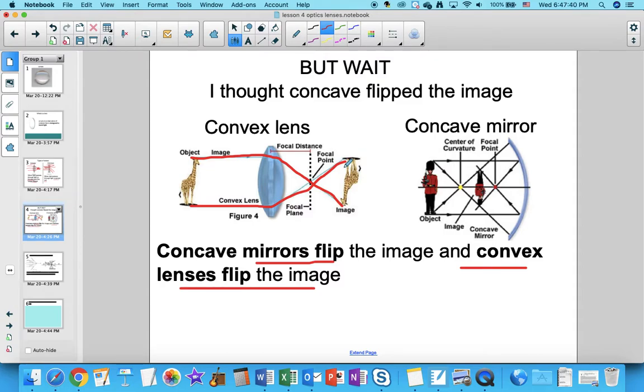Now a concave mirror does the same thing. The light from the top hits the mirror, goes down, and is now down here. The light from the feet hits the mirror and ends up here. And so the image will look upside down.